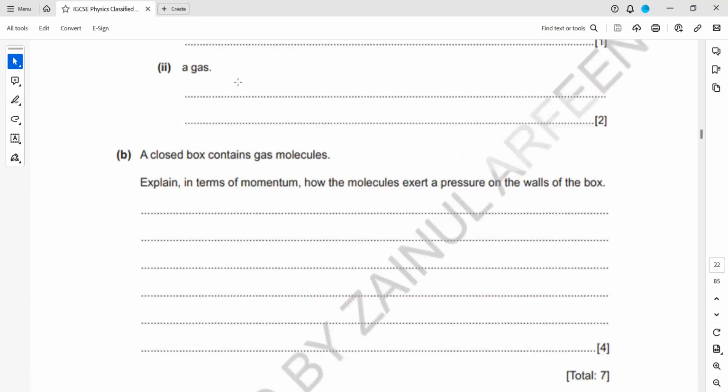We have a closed box containing gas molecules. In terms of momentum, how do they exert pressure? This is a very important question. You will find this question repeated in many past papers. So what is the structure of the answer? First thing, you will mention the gas molecules are moving randomly.